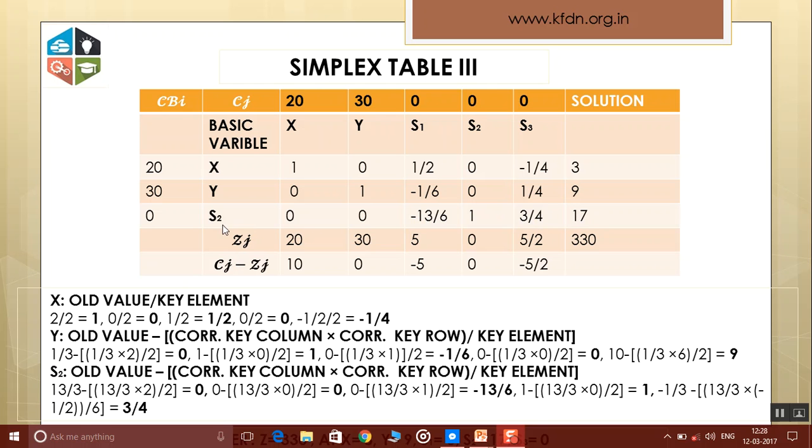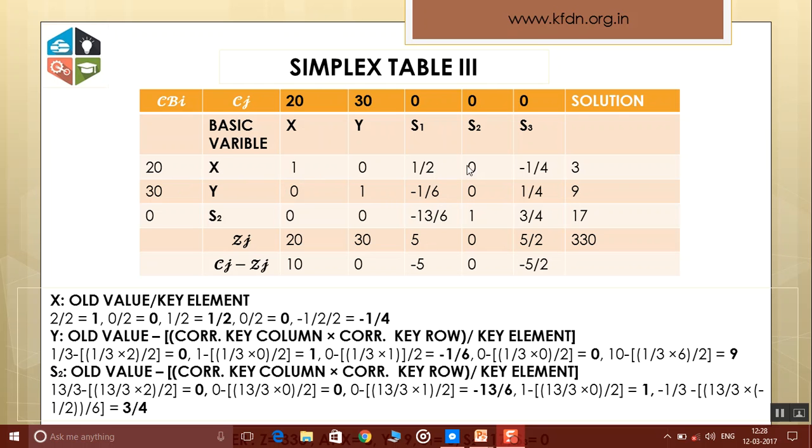The next step was to calculate Zj. Zj is equal to value of CBI into value of variable, value of CBI into value of variable, value of CBI into value of variable, and their summation. Now 20 into 1, 30 into 0, 0 into 0 equals 20. 20 into 0, 30 into 1, 0 into 0, which equals 30. 20 into 1 by 2 is 10. 30 into minus 1 by 6 is minus 5. 0 into minus 13 by 6 is 0. So 10 minus 5 equals 5.